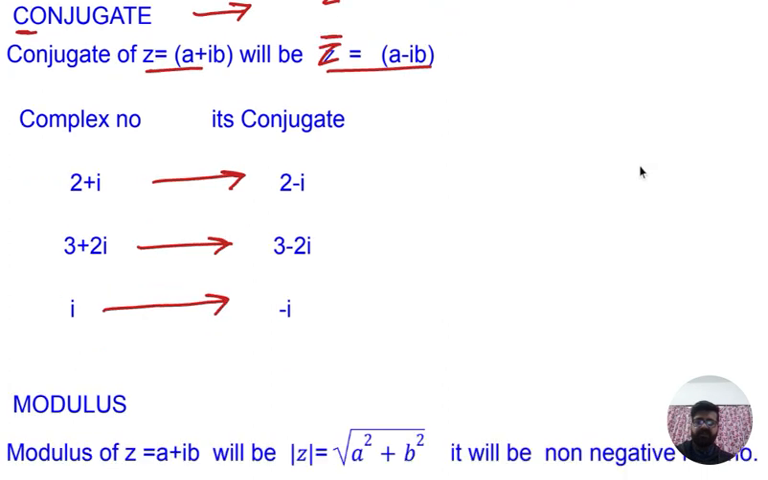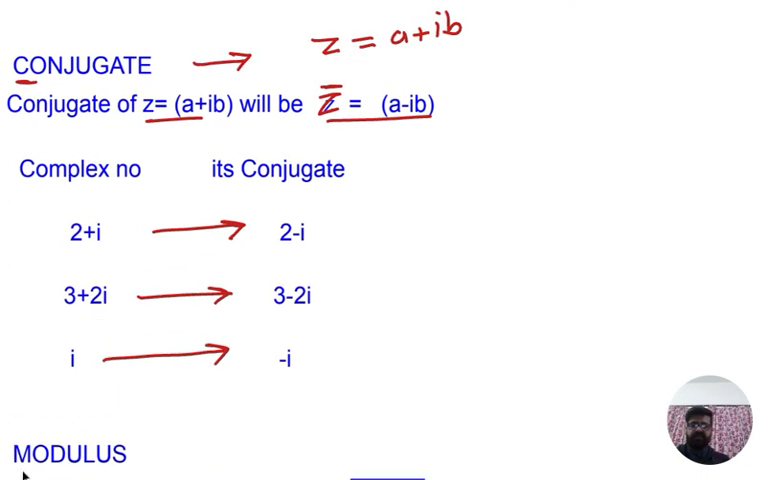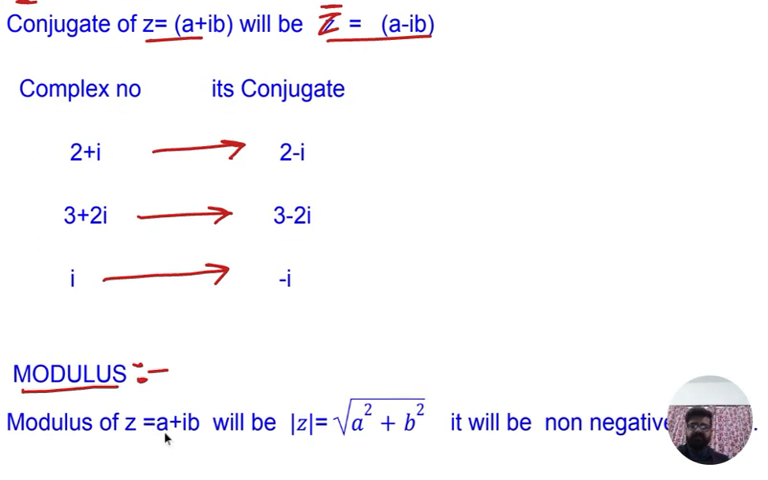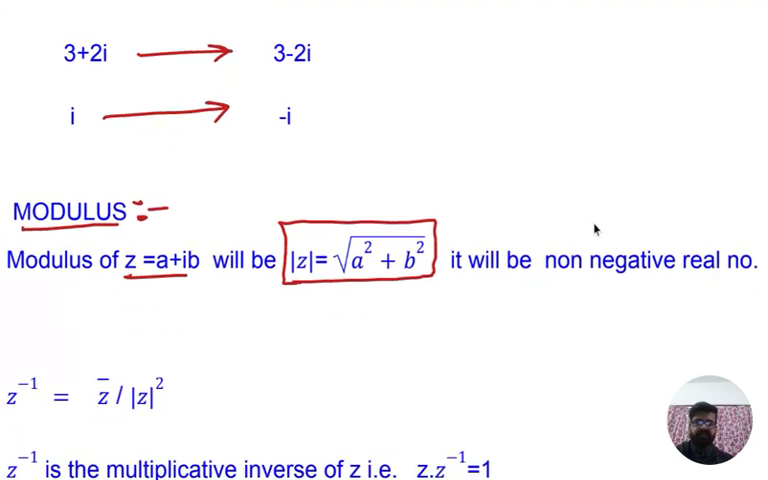Now another thing comes: the modulus. What is modulus? First you have to understand what these terms are, and the use of these terms I will tell you later. First you should understand what modulus is. If there is a complex number z = a + ib, and you have to find the modulus of this complex number, then you will find it by using this formula. And you can see it will always be a positive real number.